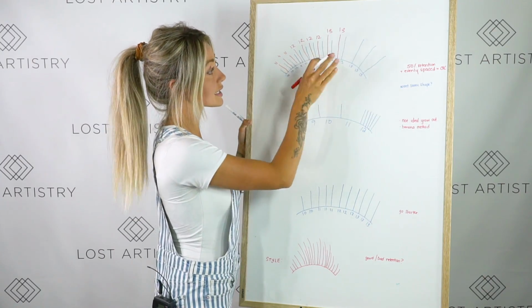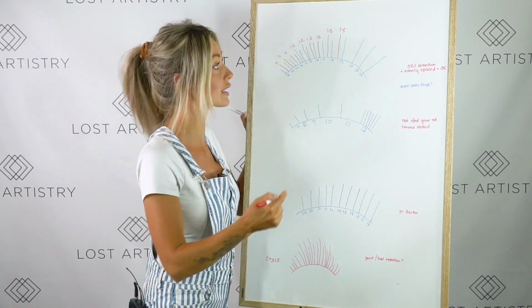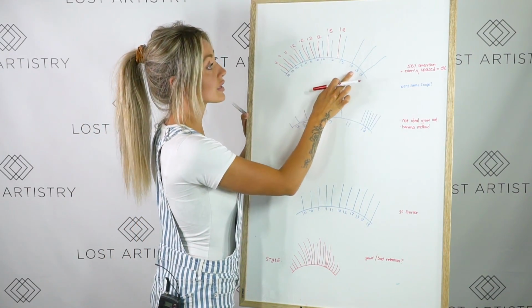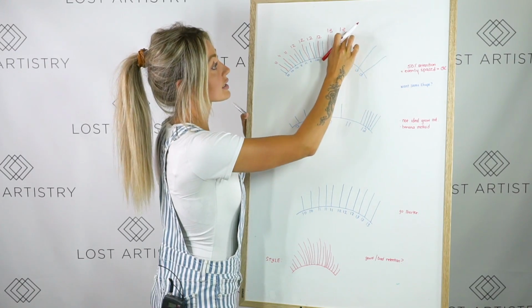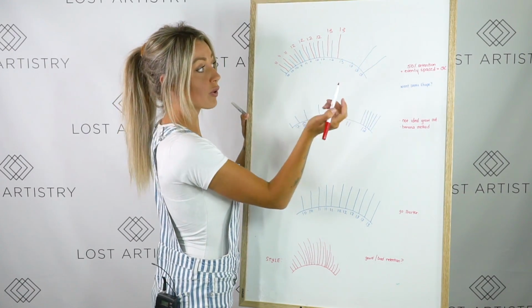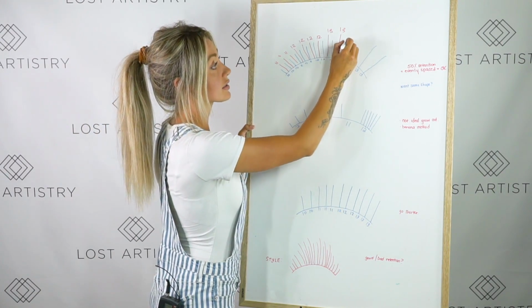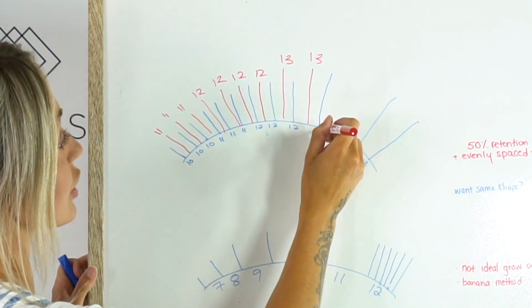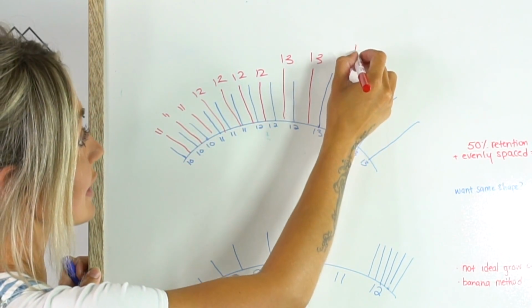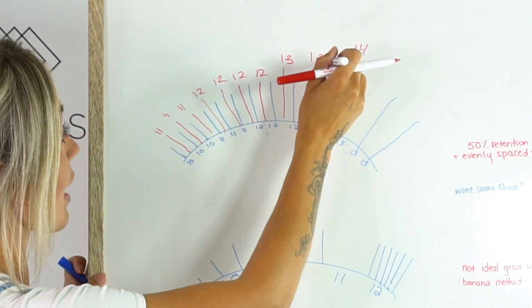And again, some areas may need more attention than others. You can still go in, and let's say you didn't have any 13s in this section. So what I would actually suggest you do is add in your 13s and your 14s. So you're still following that feathering technique. And you can do this for any mapping.